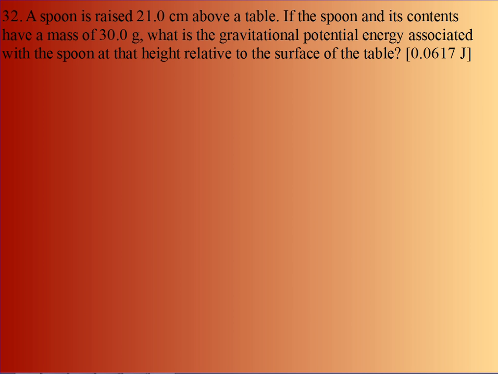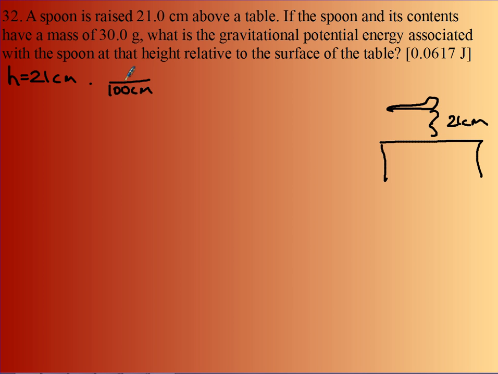Now, I have a spoon, which is 21 centimeters above the table. The spoon is raised 21 centimeters above the table. If the spoon and its contents has a mass of 30 grams, what's the gravitational potential energy? Okay, heaven help us, I'm going to do a diagram. There's my spoon, here's my tabletop. This is 21 centimeters. So, my height is 21 centimeters. Now, you know I have to convert this to meters. 100 centimeters is 1 meter. So this is 0.21 meters.